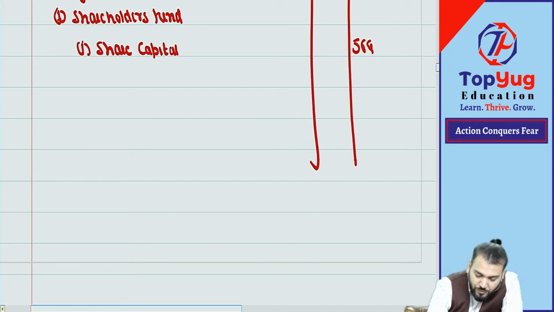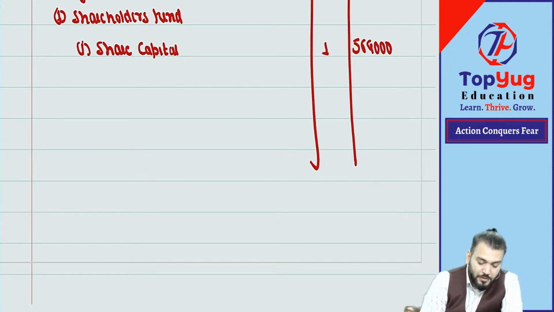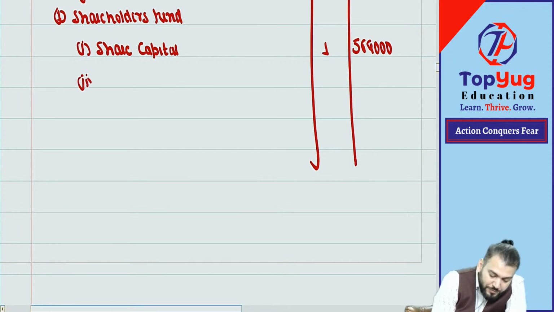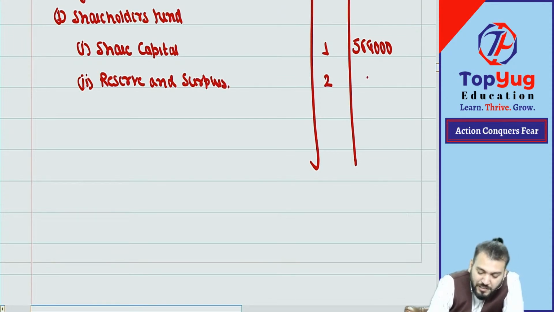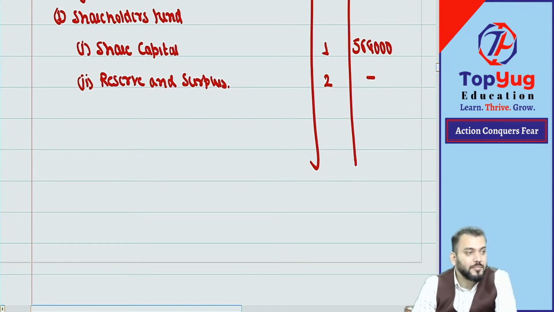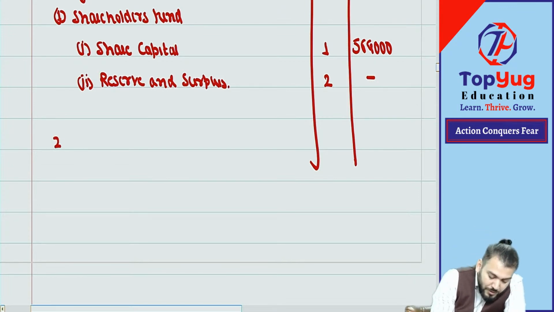5 lakh 64,000. We'll give note number 1. Then point number 2 is what? Reserve and surplus. So in this chapter, reserve and surplus, only one account will come. Which account? Capital reserve. But in this, capital reserve is 0. There is no capital reserve, 0, because there was no surplus.